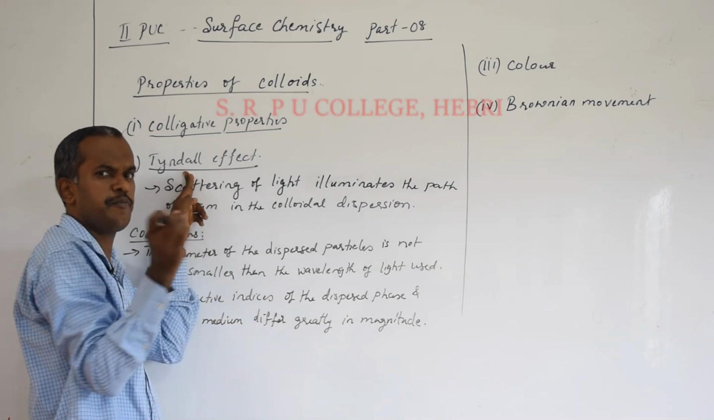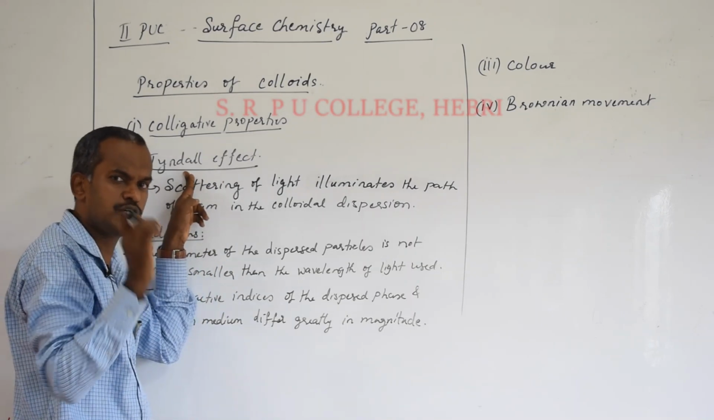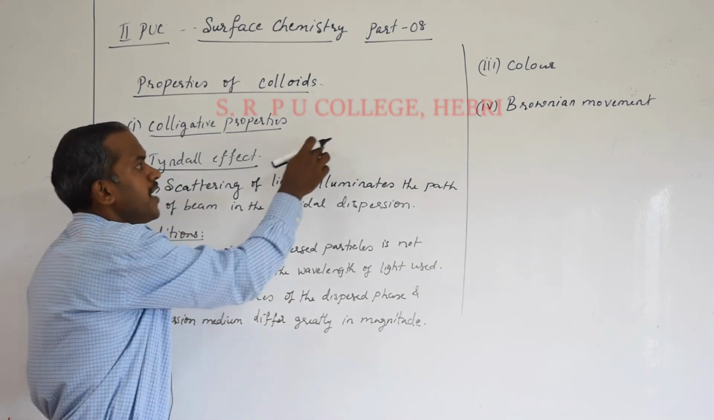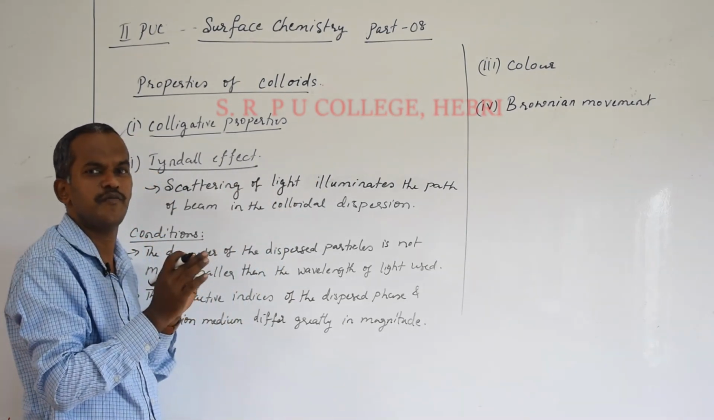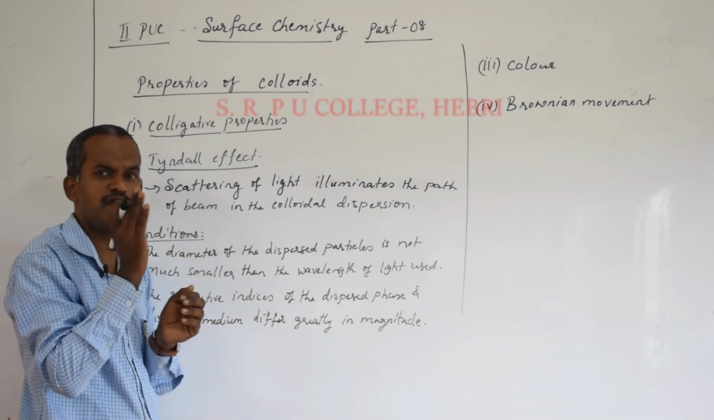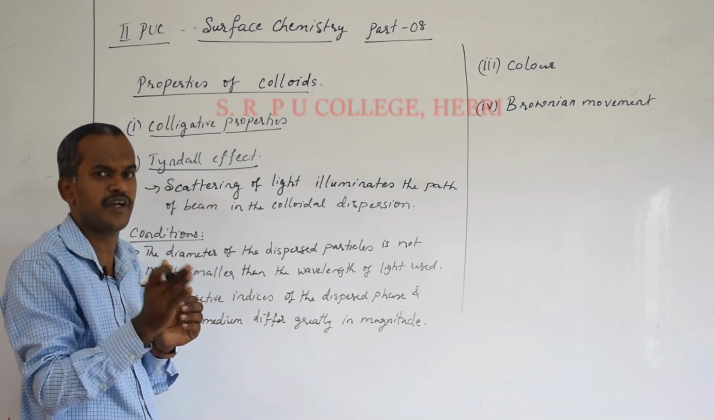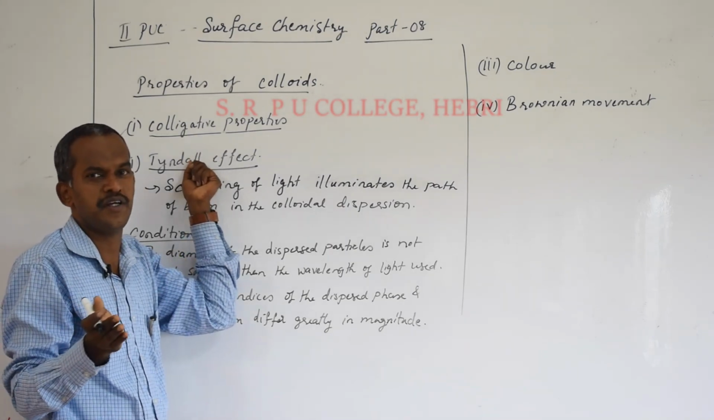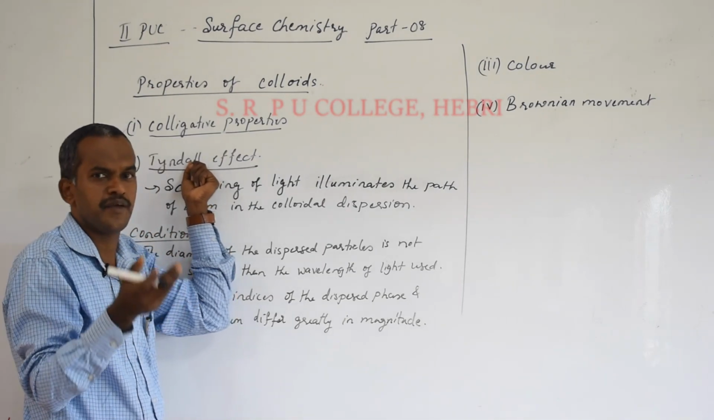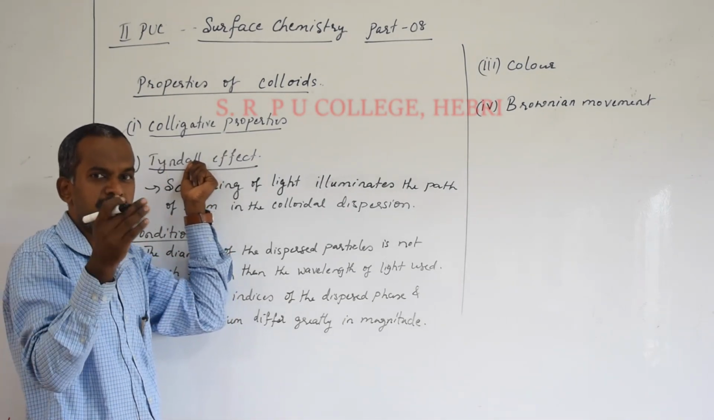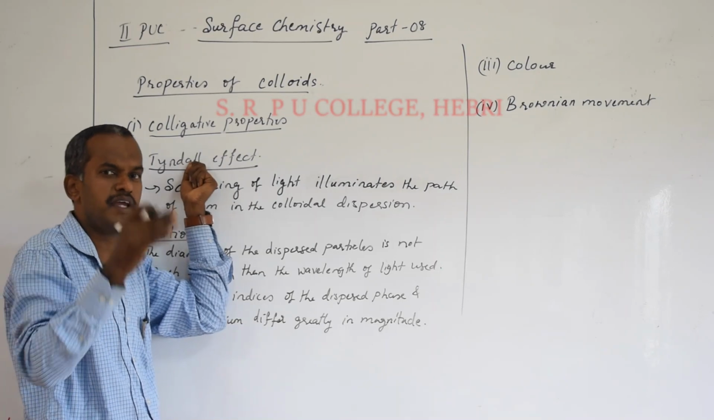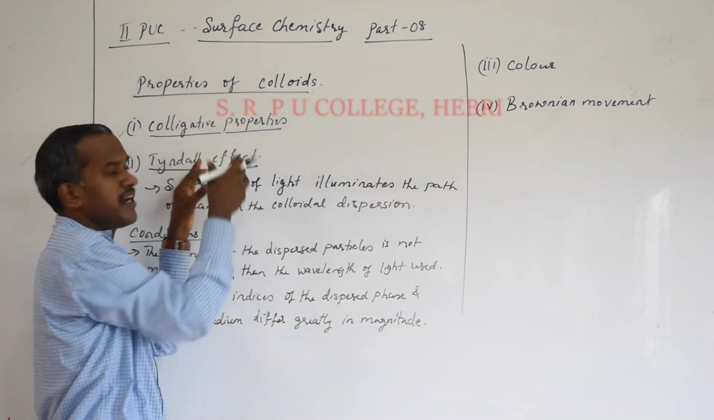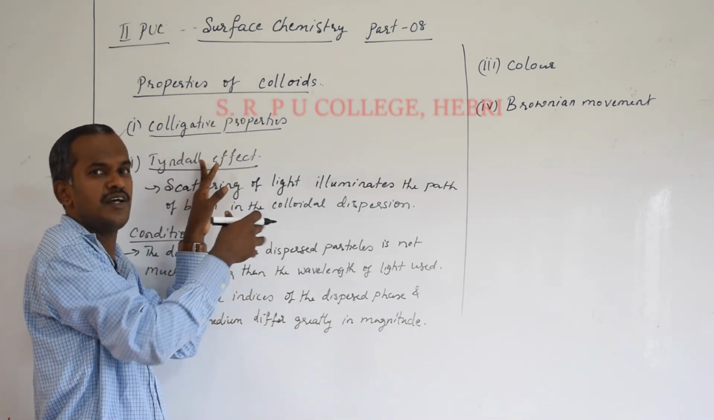You can understand, if you pass a beam of light through a true solution, it will pass in the same direction. Why? The particles are very, very small. When the particle size is very small, the ray of light passes in the same direction without any scattering. And we can't study such Tyndall effect in the case of a suspension where the particles are larger. Maybe the upper layer is very clear, transparent, and the lower layer, where the accumulated particles are, will be completely blocking the ray of light.